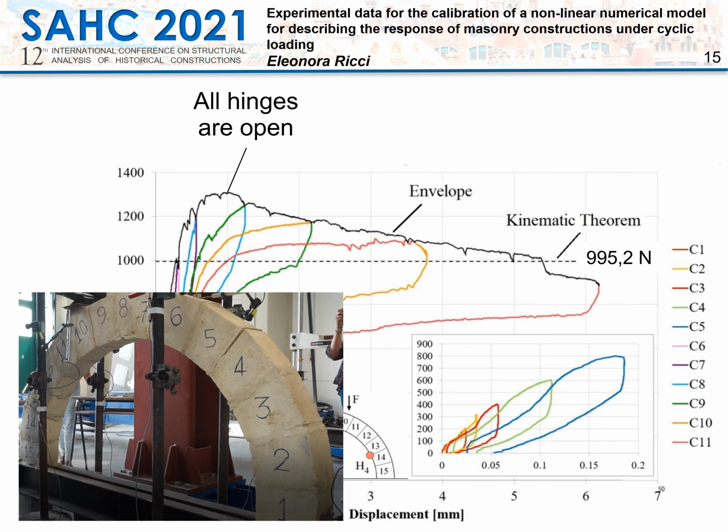In the cycle number 8, at a peak load of about 1,310 Newton, all 4 hinges were opened. The subsequent 3 load cycles, cycle number 9, 10 and 11, were characterized by a progressive reduction of the peak load, characterized by much larger displacements. Moreover, the residual displacement at the complete unloading increases even more in the last cycles.